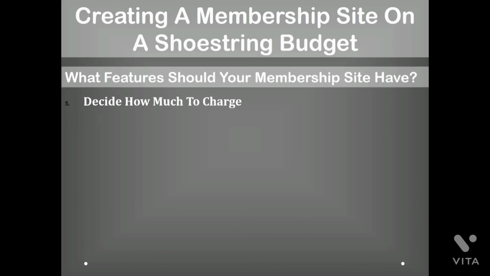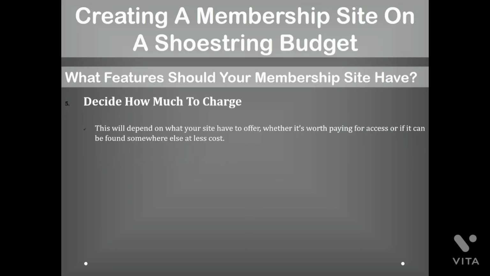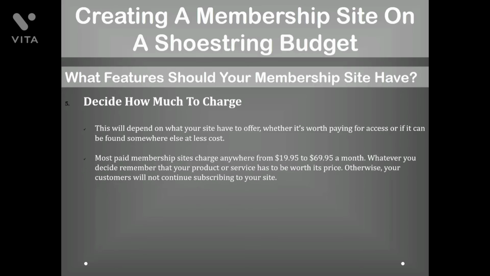So you already have your topic, niche, prospects, and site. The next step is to decide how much to charge. This will depend on what your site has to offer, whether it's worth paying for access or if it can be found somewhere else at less cost. Most paid membership sites charge anywhere from $19.95 to $69.95 a month. Whatever you decide, remember that your product or service has to be worth its price. Otherwise, your customers will not continue subscribing to your site.